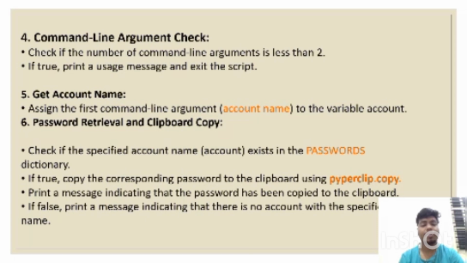Fourth step, command line argument check. Check if the number of command line arguments is less than 2. If true, print a usage message and exit the script. Get account name: assign the first command line argument to the variable account. Password retrieval and clipboard copy: check if the specified account exists in the passwords dictionary. If true, copy the corresponding password to the clipboard using pyperclip.copy and print a message indicating that the password has been copied to the clipboard. If false, print a message indicating that there is no account with the specified name.